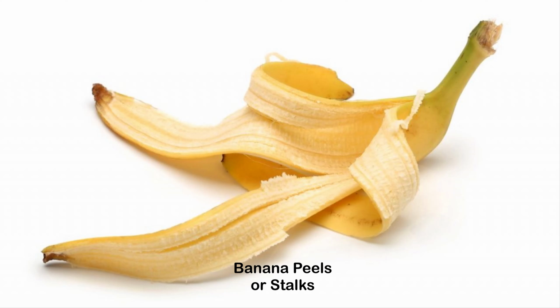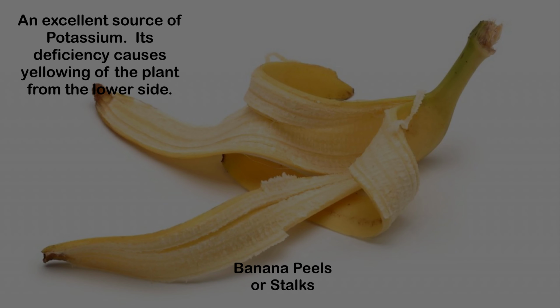Banana peels or stalks are an excellent source of potassium. Potassium helps in photosynthesis significantly. Its deficiency causes yellowing of the plant from the lower side.